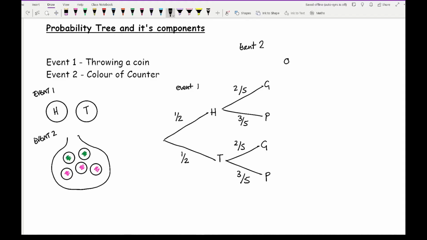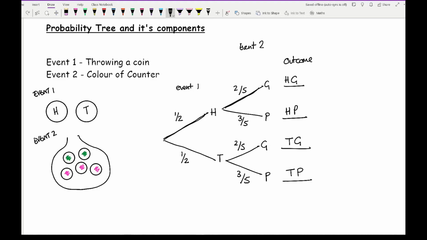Then in terms of the outcomes, if I end up at this stage here, that means I've gone along this branch and then this branch, which gives me H and G. Finishing here is going to be H and P. Finishing here is going to be a tail and a green, and finishing here is a tail and a pink. And that would be my completed tree diagram.